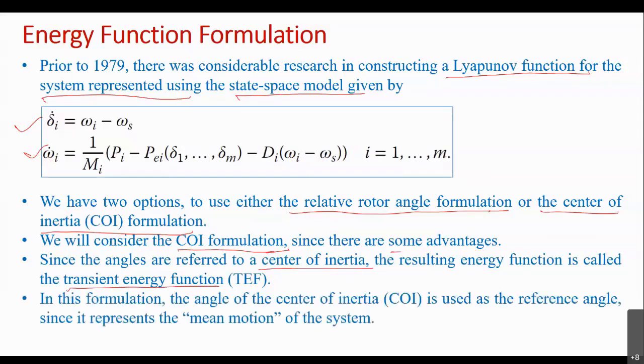It is also known as transient energy function. In this formulation, the angle of center of inertia is used as the reference angle. Here, in case of relative rotor angle formulation, we choose some reference bus or reference machine and work with respect to that. But in case of center of inertia, we calculate the center of inertia angle, then we consider that as the reference angle, since it represents the main motion of the system. So it plays a very important role, because the center of inertia represents the main motion of the system.